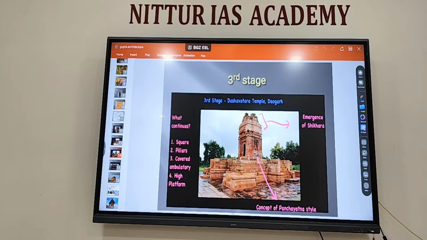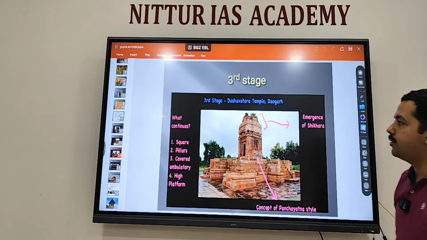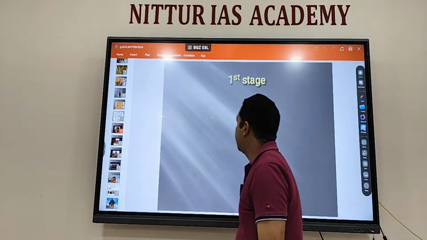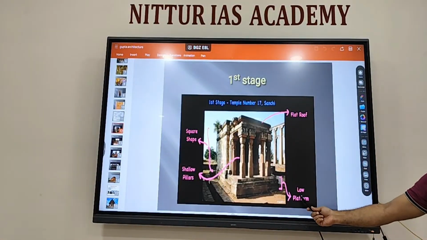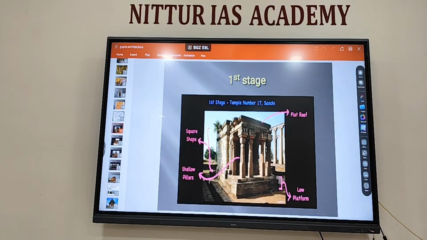What about the first stage? I missed out. Okay, first stage you missed out, correct it. Flat roof, low platform, square shape and shallow pillars. Example: Temple 17 at Sanchi, close to the Sanchi stupa.